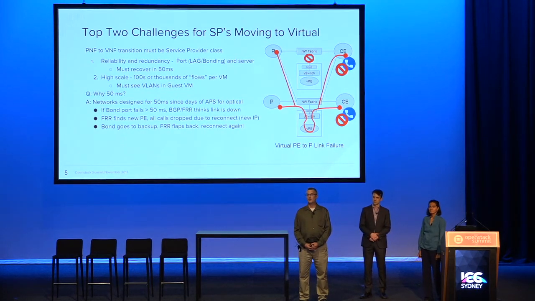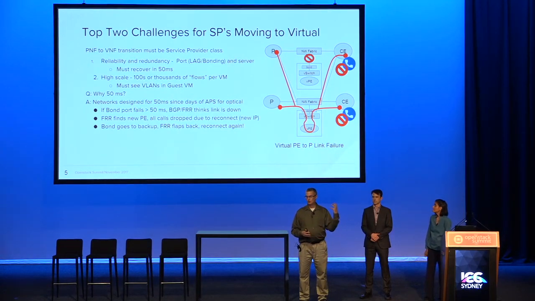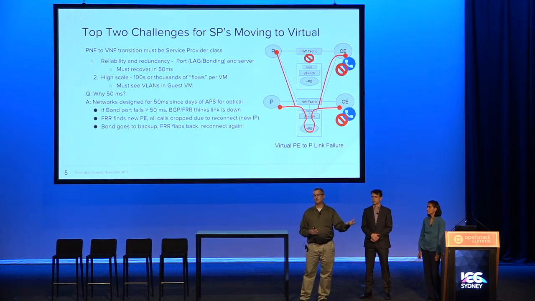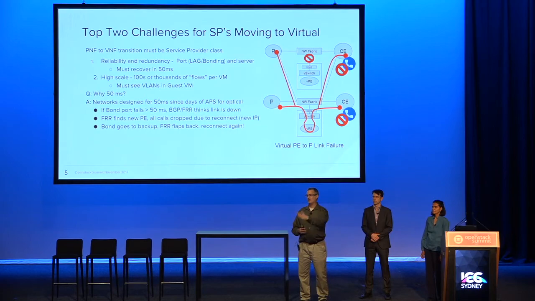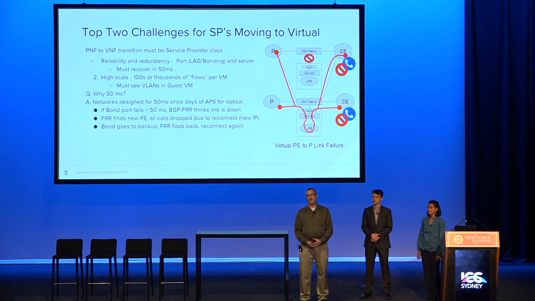The first thing that requires reliability and redundancy, and in this case, 50 milliseconds failover time. So you lose a virtual machine, you lose a compute node, you lose a whole location, 50 milliseconds, the network recovers. And the second one is scale.